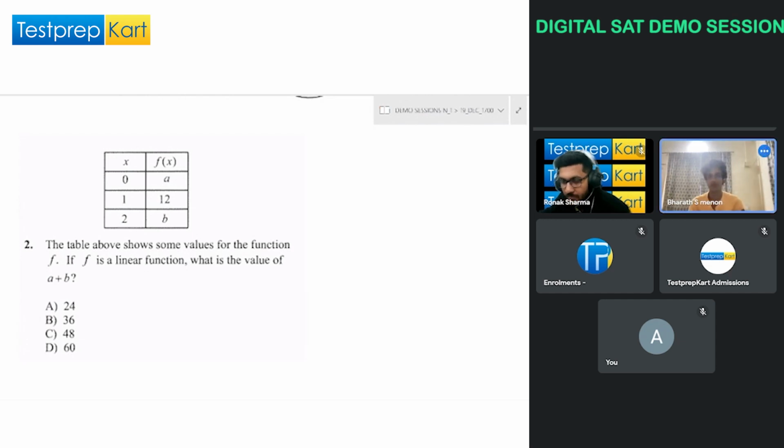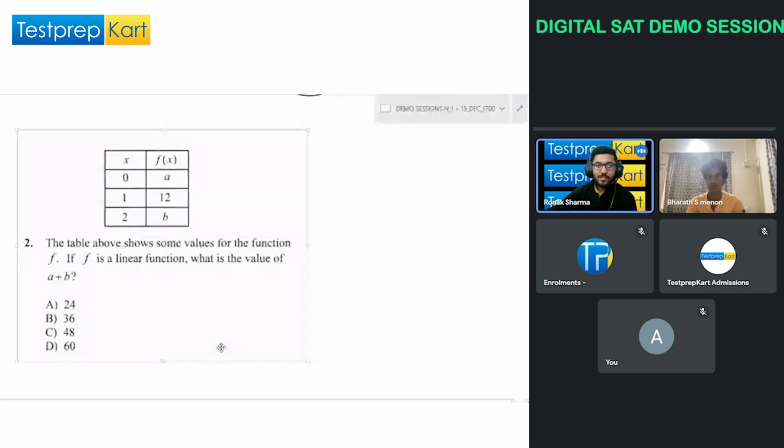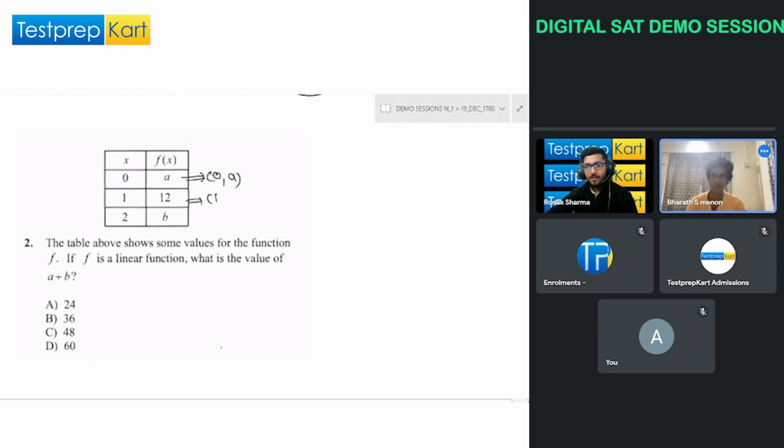Very good. Again, no straight line is required. You just go with the pair of points. As you can see, this point is what? The slope. 0, comma a. This is 1, comma 12. And this is 2, comma b.